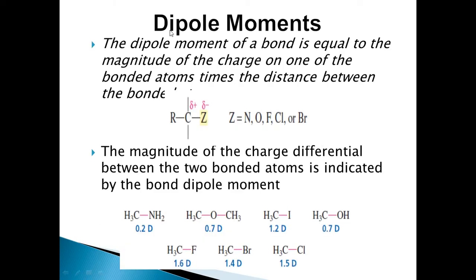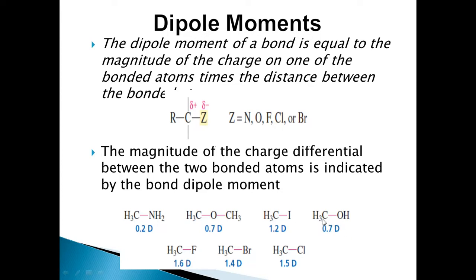You also have dipole moment. It's one of the intermolecular forces. The dipole moment of a bond is equal to the magnitude of the charge on one of the bonded atoms times the distance between the bonded atoms. For instance, in this case, you have the positive end and the negative end. The magnitude of this charge multiplied by this distance is equal to the dipole moment. And here we have a list of some compounds and their dipole moments. The unit of dipole moment is the debye.